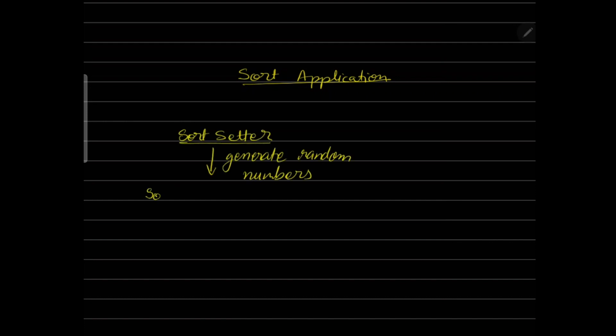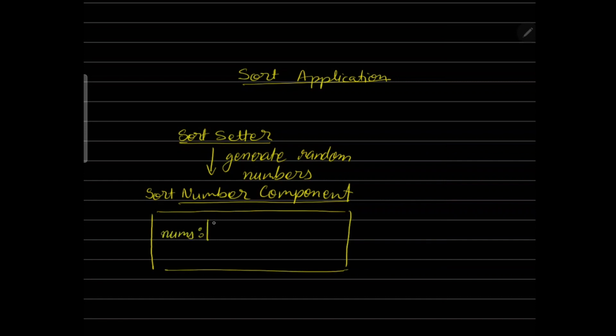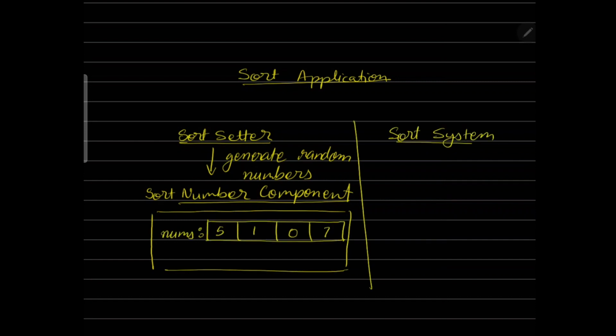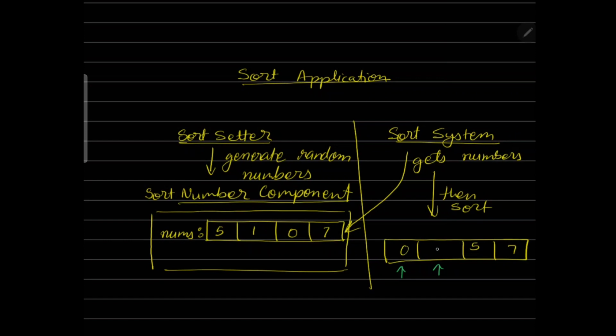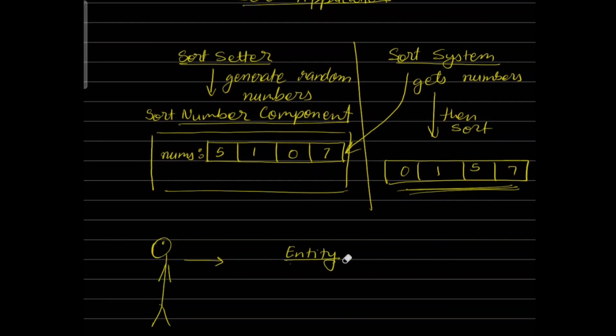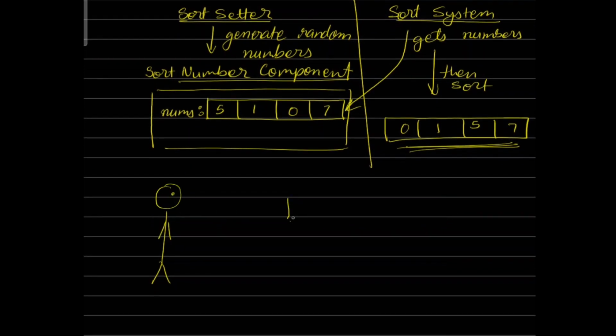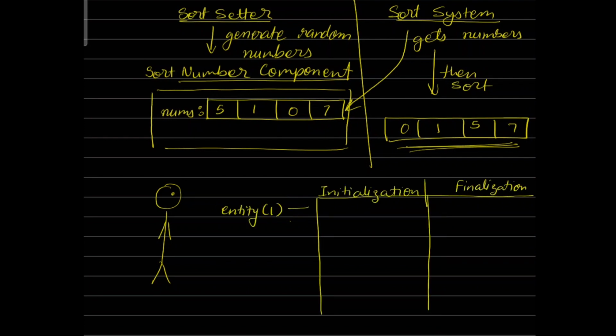To really understand how an application will work, imagine that the application requires two systems, sort setter and sort system. The sort setter generates an array of random numbers, and the sort system will reorder those numbers using the bubble sort algorithm. To build this application, Archetype will create an entity by adding two predefined components, initialization and finalization components. This signifies the birth of the entity and its entry into the world of ECS. The newly created entity is kept on the shelf for the time being.